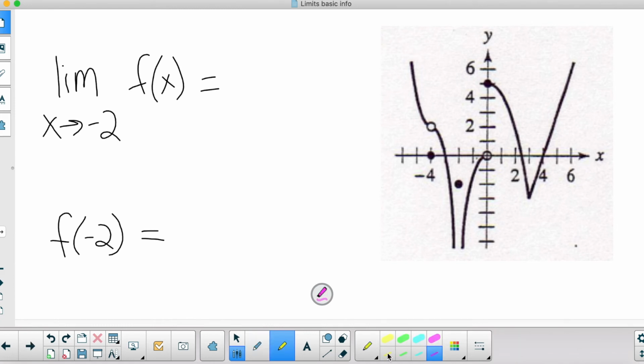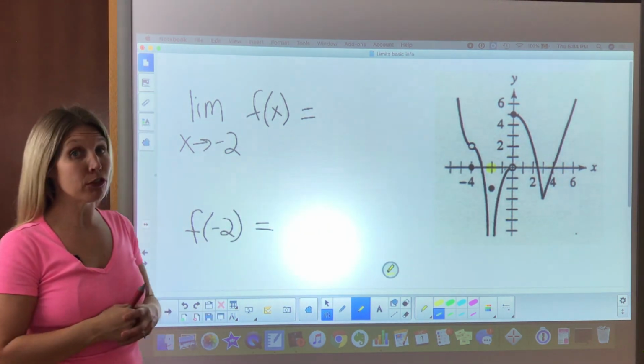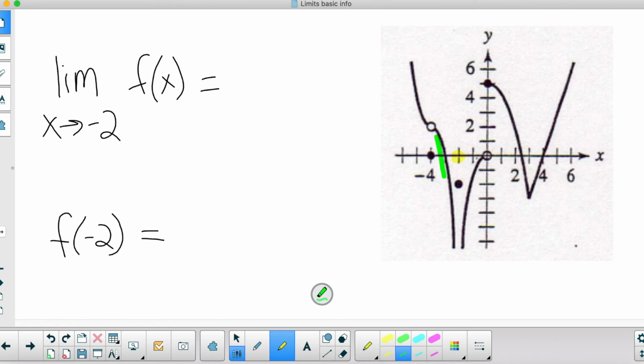This time, our x value is at -2. Okay, I'm just marking where the x value is. We need to check the function from the left and from the right. So as we come in from the left, it's heading down to -infinity. And if we check it from the right, it's also going down to -infinity, which means our limit is headed to -infinity.